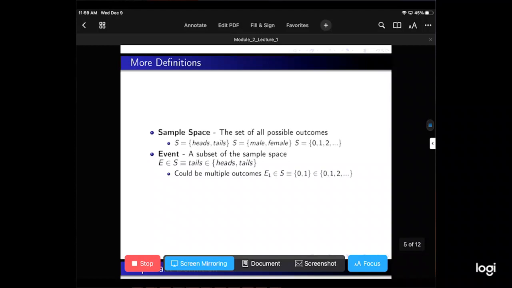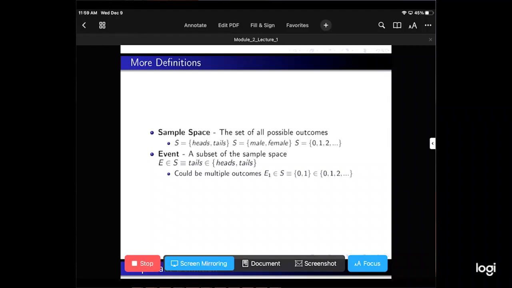Some more definitions. The sample space, the set of all possible outcomes. We denote this as S, which is equal to, inside the brackets, heads or tails. That's the sample space for the outcome of a coin flip. Sample space for a dichotomous gender variable would be male versus female. We could also have non-binary, so we could have S equals any positive integer, like 0 through infinity.